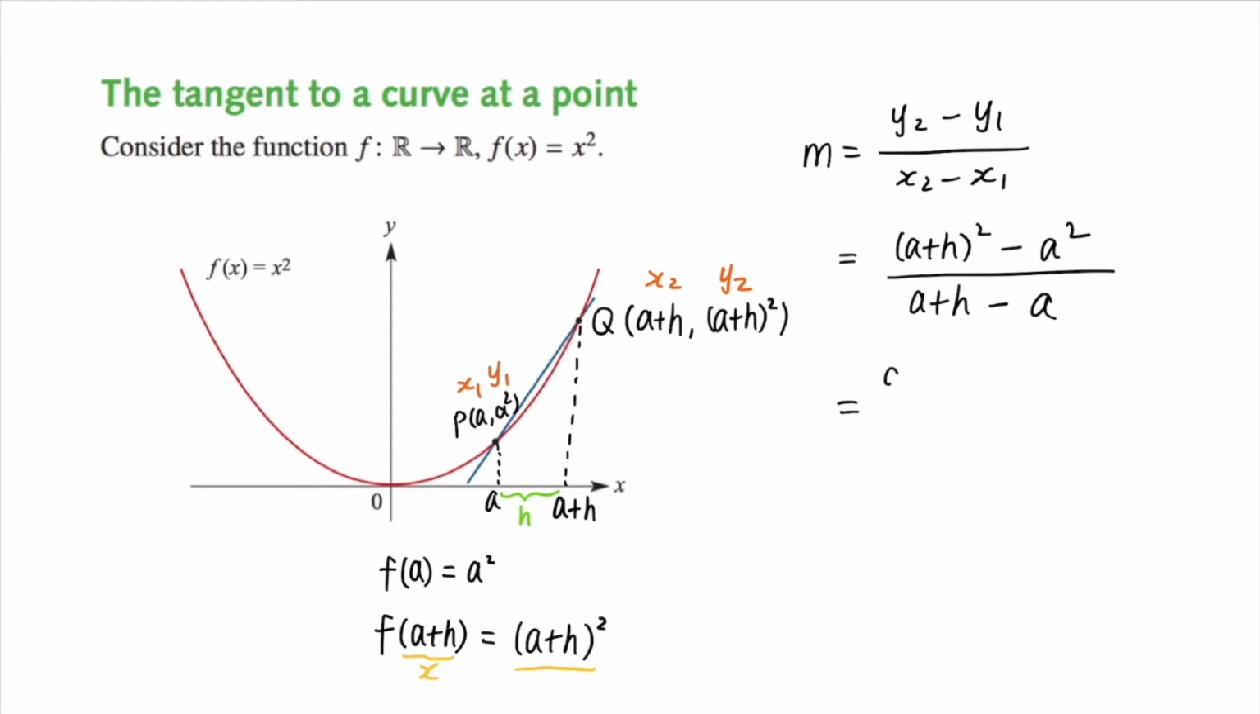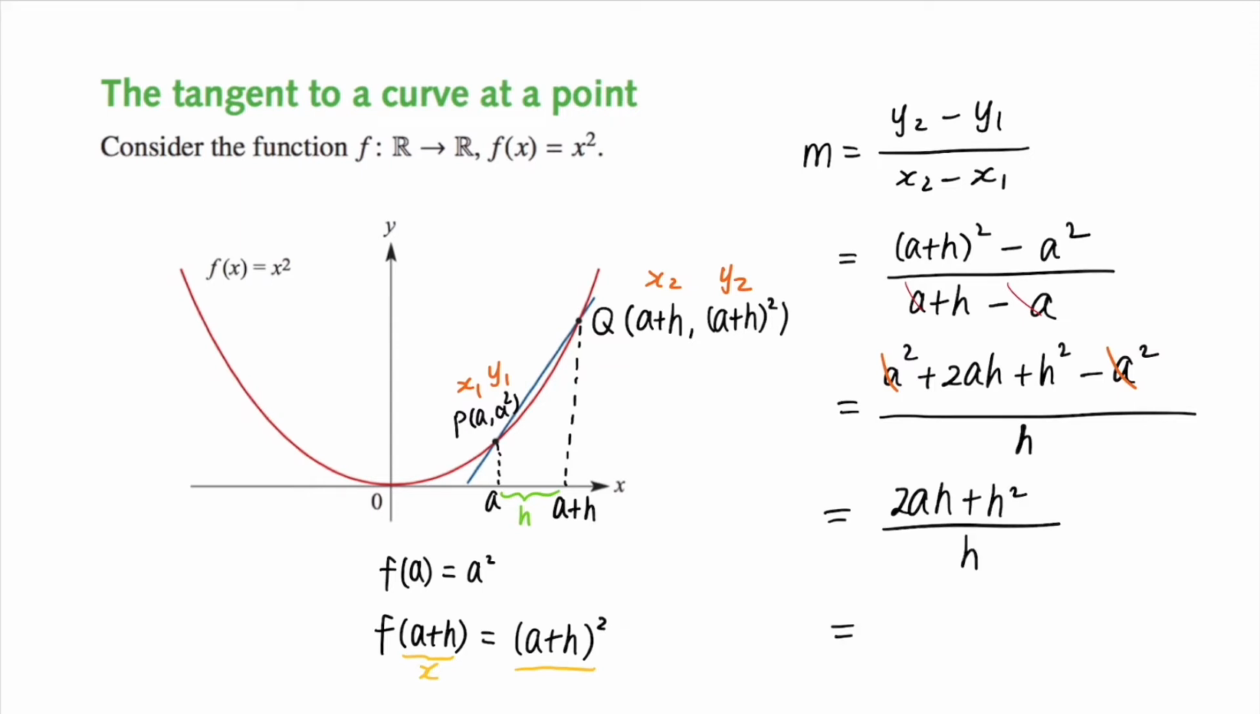For this perfect square, we have a squared plus 2ah plus h squared, minus a squared, over, in the denominator, a positive a and a negative a. They cancel each other out, and we only have h left. For the numerator, a squared minus a squared is gone, and we're left with 2ah plus h squared over h. So h is a common factor, so let's divide by h. This h will be gone, h divided by h is 1, and h squared divided by h is just h. We're left with 2a plus h. Remember we said we want the 2 points to be as close as possible.